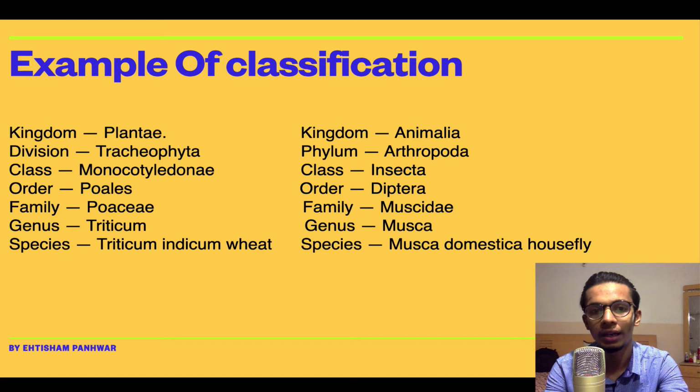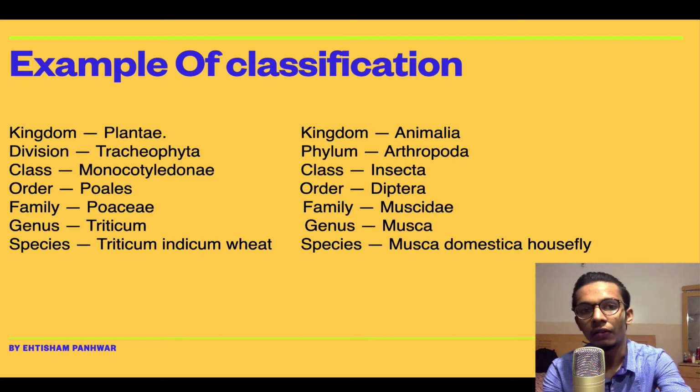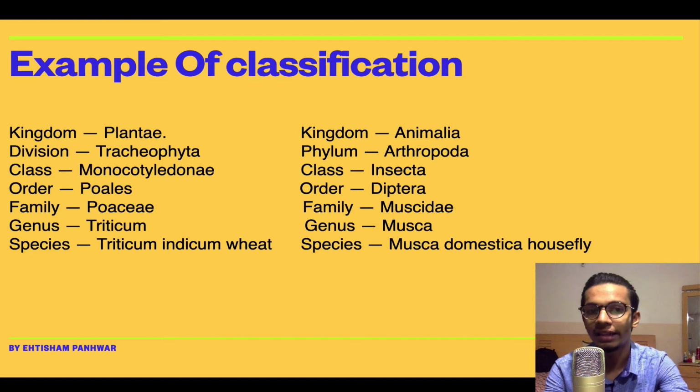Don't worry about it. I know you must be thinking, do we have to learn these sort of names which we cannot even understand? No, we don't have to learn everything, but we have to learn something which is at the end, which is Triticum indicum. This is the scientific name of wheat, and it is going to be asked in the MCQs in your MCAT 2020.